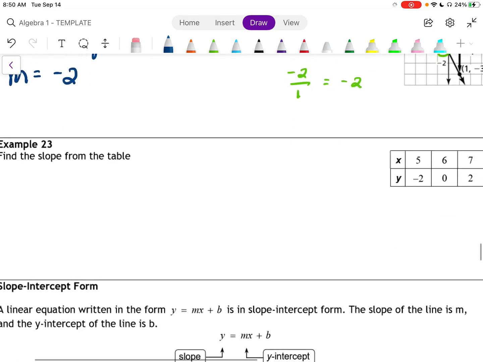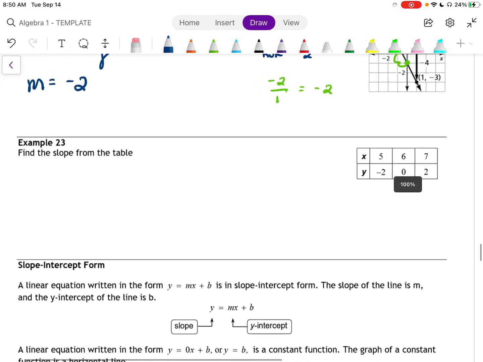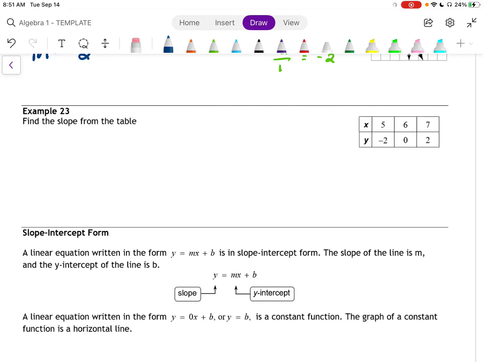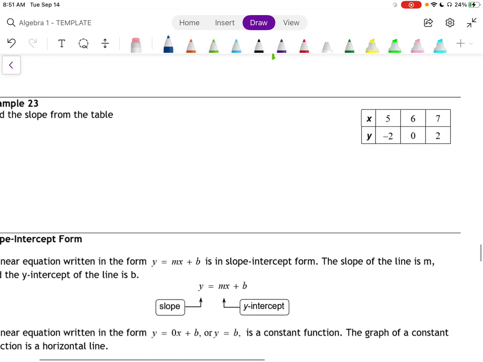All right. Next up, find the slope from the table. Now, it does not matter which 2 points you pick, but you have to pick 2 and you have to stick with them. I'm going to pick the first 2 points. I'm going to rewrite them as points just so that we can see that. We'd have 5, -2, and 6, 0.